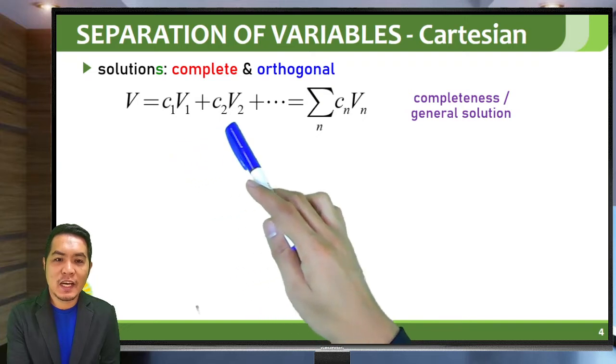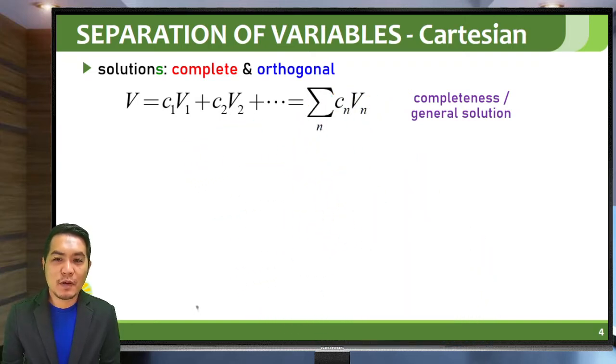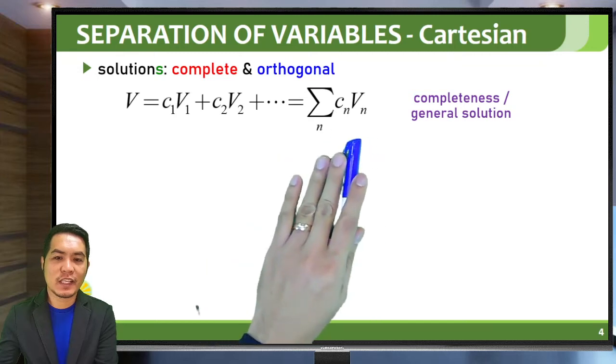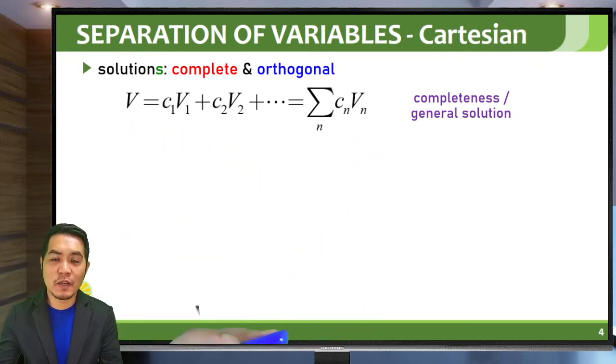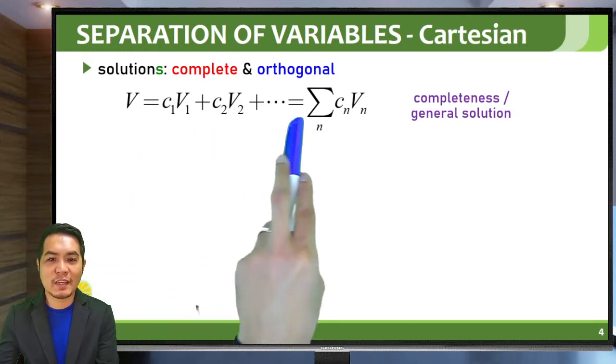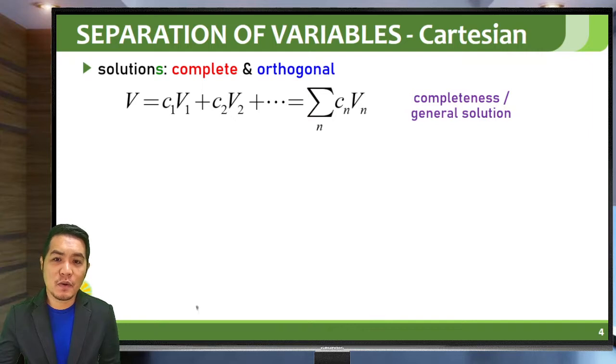This property is what we call the completeness property of the potential V, or the solution. Our solutions are complete because any solution can be written as a linear combination of other solutions. So our general potential function, or general solution, will also look like this. If you have more than one solution for the Laplace equation, then you must combine all of those solutions. Our general solution will look like a summation, or a linear combination, of all the solutions.